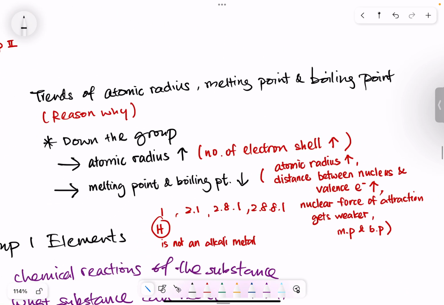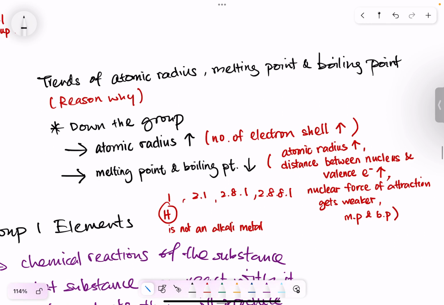Just like the other groups we'll look into, we care about the atomic radius, the melting point, and boiling point. Down the group, the atomic radius will increase because the number of electrons shells increases. Just like when you have a lot of layers of clothes being put onto you, your size will get bigger. But the melting point and boiling point will decrease.